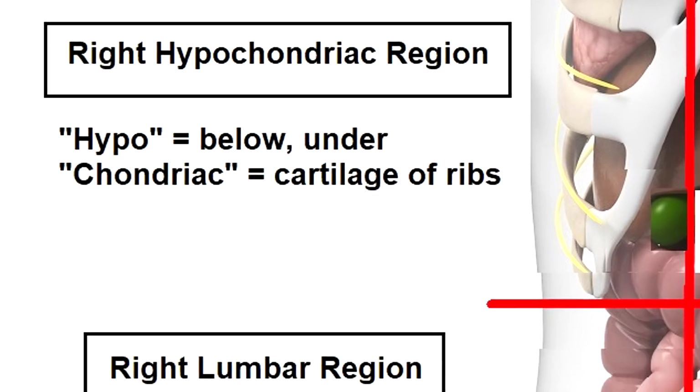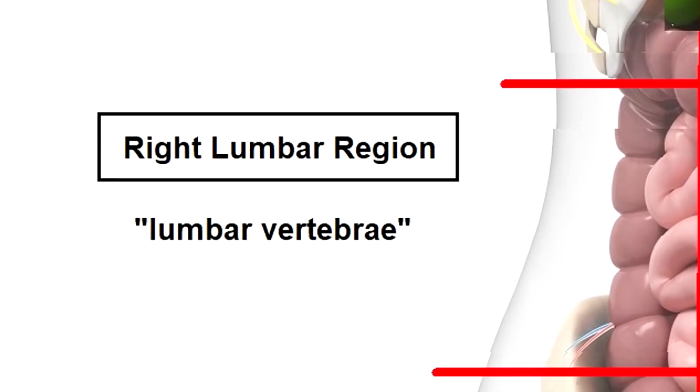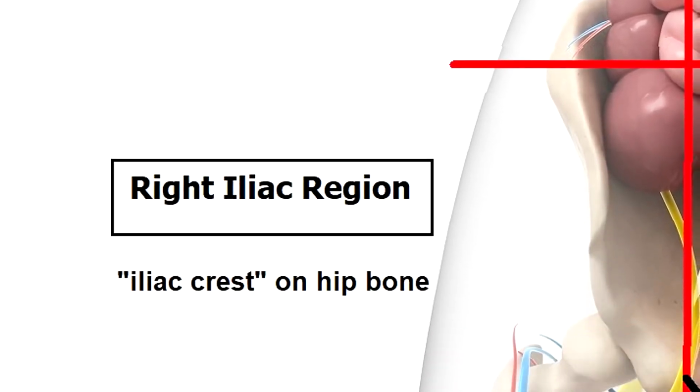Easy. Next, we have the left and right lumbar regions, and the word lumbar is referring, of course, to the lumbar vertebrae in your lower back, kind of between the ribs and the pelvis, and this is going to be nearest that side portion right there, so that's why they call it the lumbar region. Next, we have the left and right iliac region, and the top of the hip bone has what's called the iliac crest, and that's what this region is closest to.